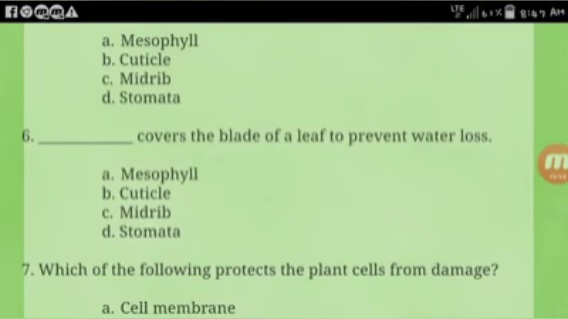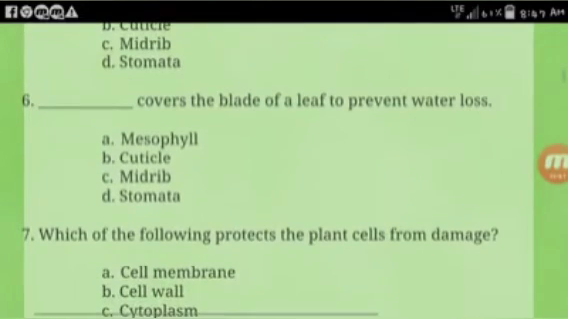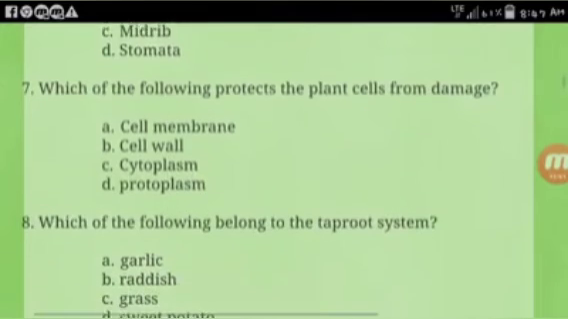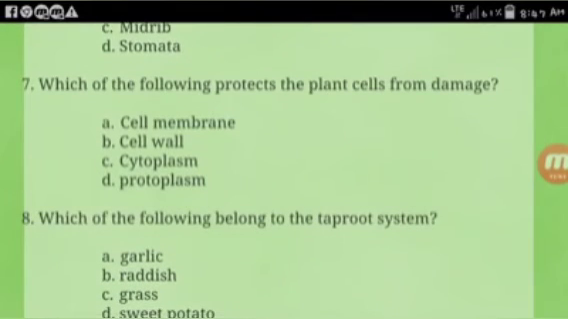Usually when you see the leaves of the plants, they have this very shiny stuff that covers the upper part, or the blade, of the leaves. It's what we call cuticle. It's a waxy substance. This does not allow water loss in plant leaves, because if there's no cuticle, what will happen is the leaves will die. Anyway, next one, which of the following protects the plant cells from damage?